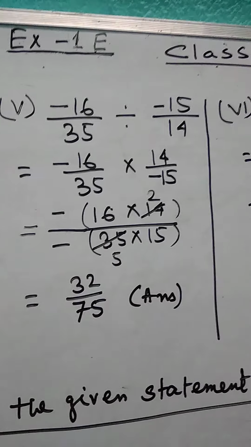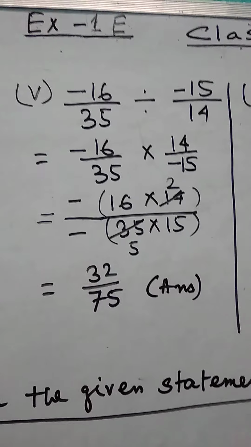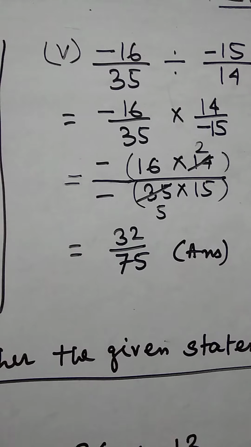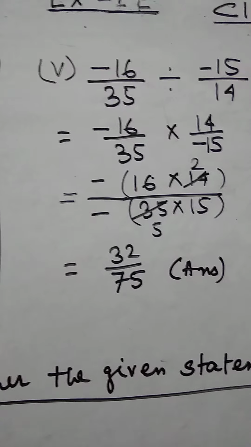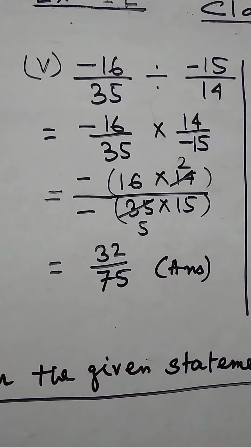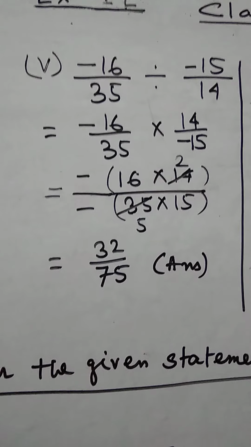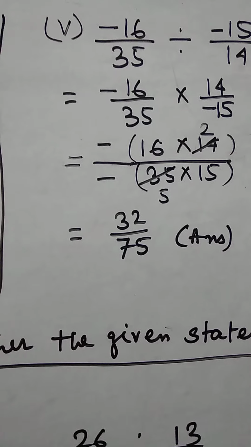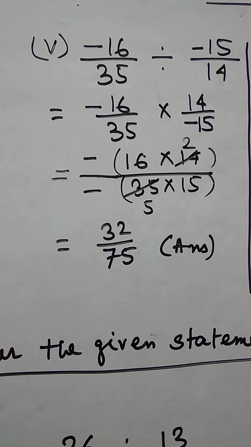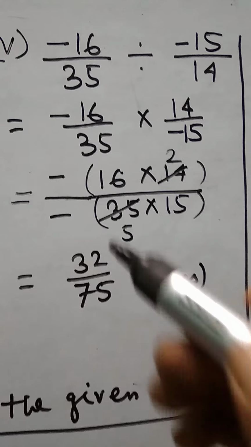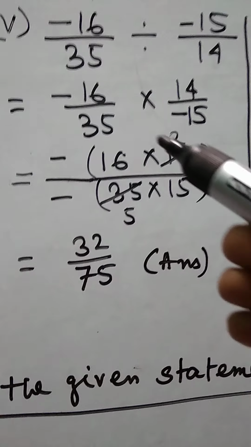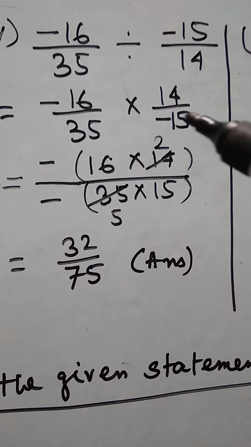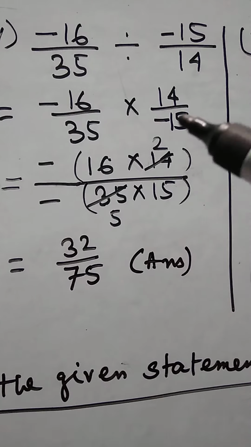Number 5. Minus 16 by 35 divided by minus 15 by 14. Similarly, write the dividend, minus 16 by 35. Instead of the division sign, you will put a multiplication sign and you will write the reciprocal of the divisor.